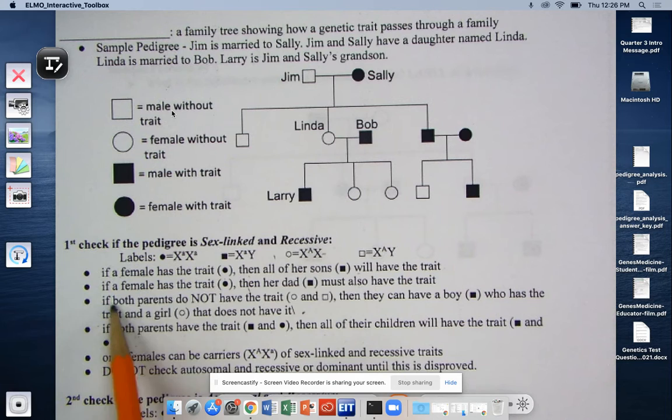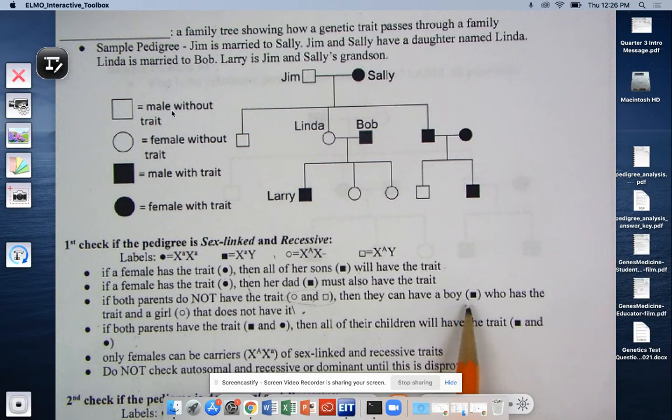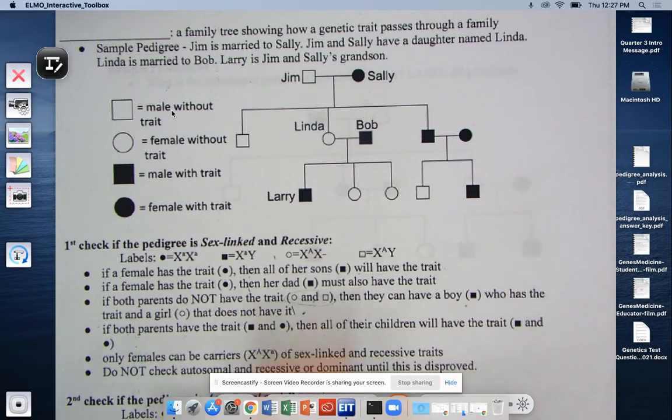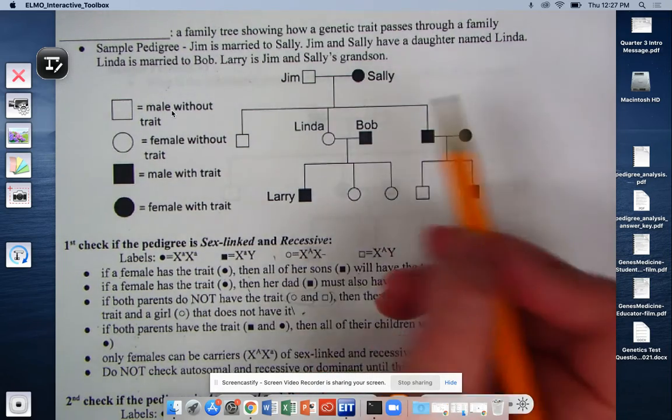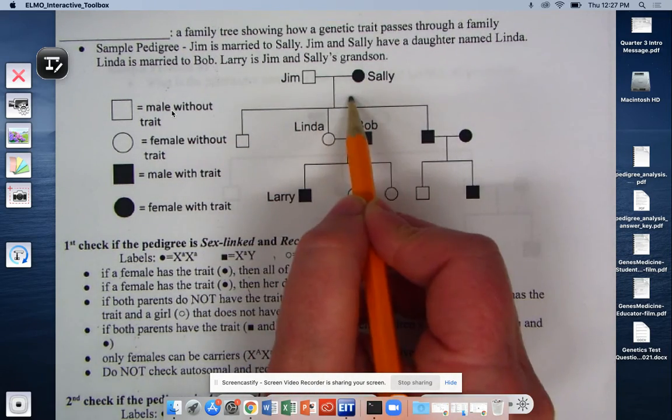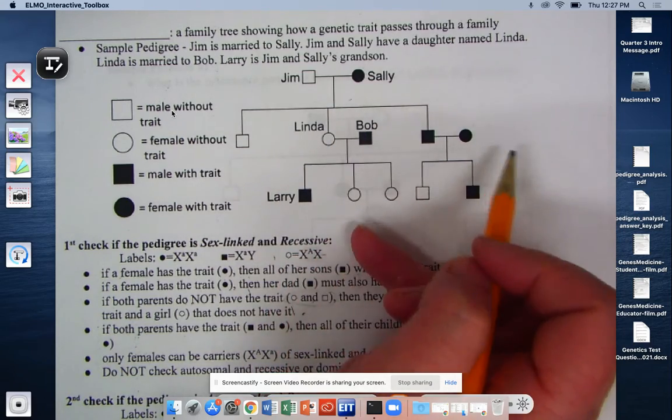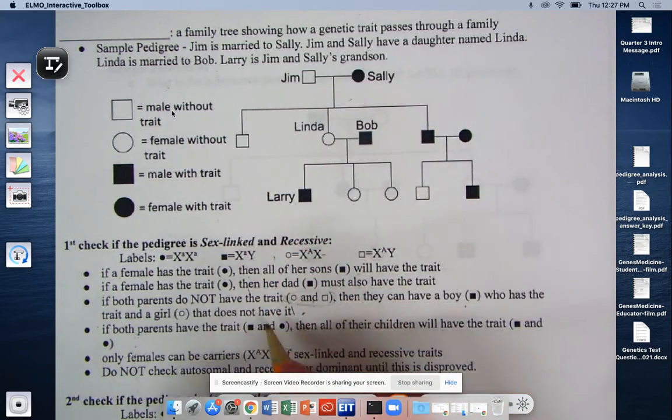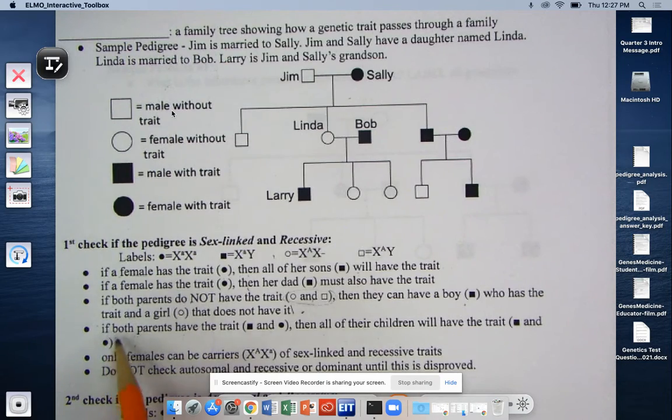Next one, if both parents do not have the trait, so they look like this, then they can have a boy who has it and a girl that doesn't have it. So a girl cannot have it if both parents do not have it. All right, so we don't have that example up here, right? There is no both parents not having the trait. So this is like an NA. It's not a yes or a no because we don't have that example. So then we move on to the next one.